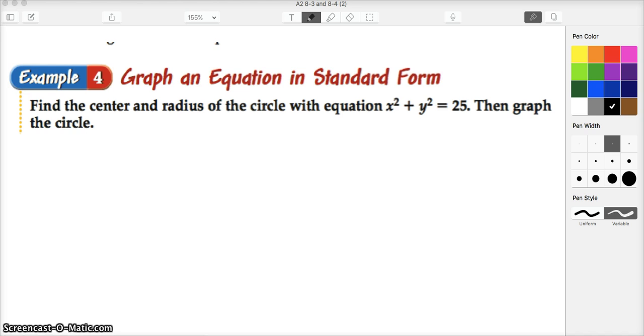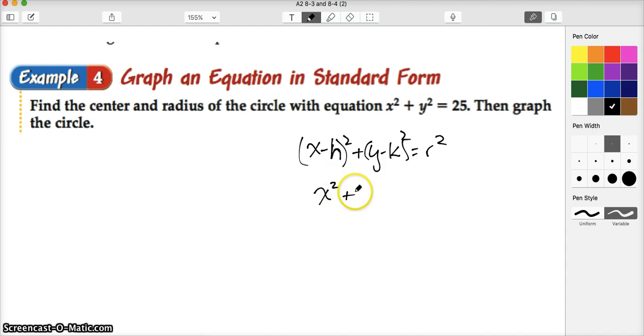Now we're given a pretty simple equation, but sometimes simple equations can be deceptive. So we know that we have memorized x minus h quantity squared plus y minus k quantity squared is equal to r squared. And here's the equation of a circle. It's got x squared plus y squared equals 25. You can safely assume that 25 refers to the radius squared and that the radius in this case is 5.